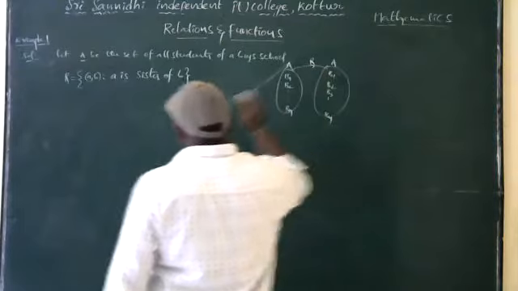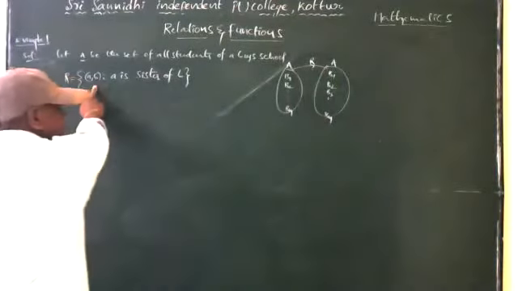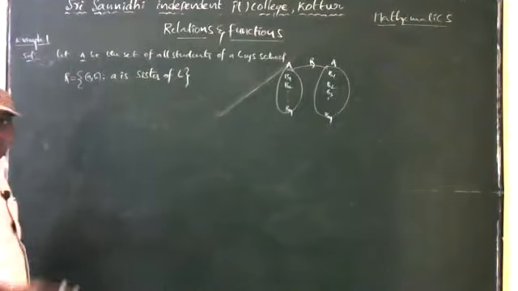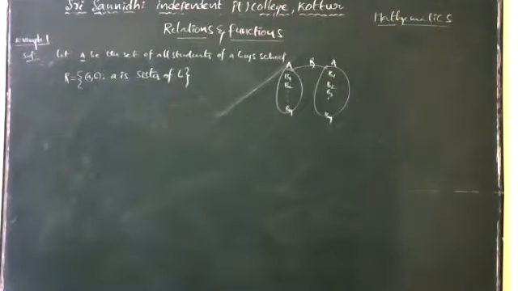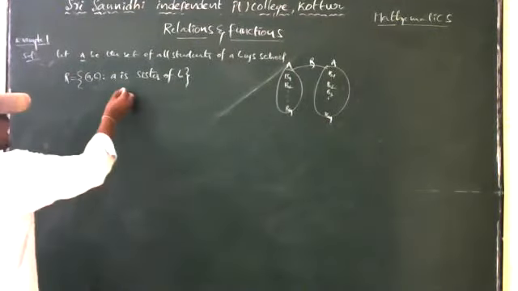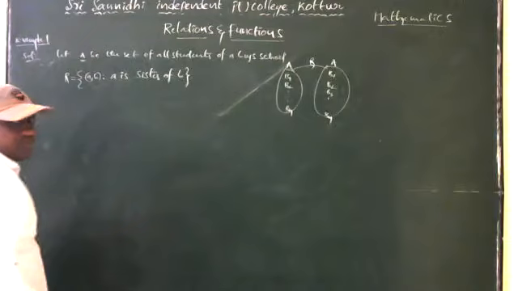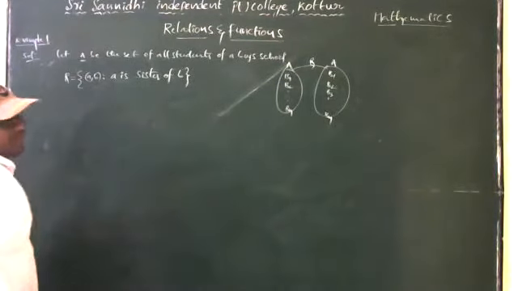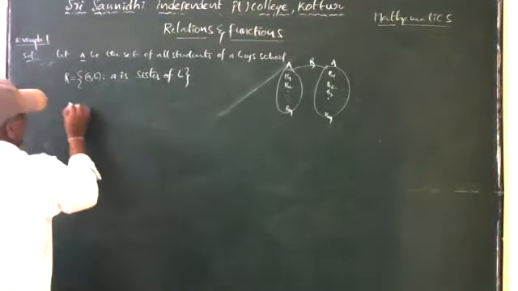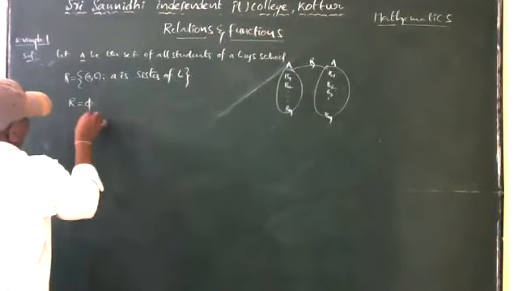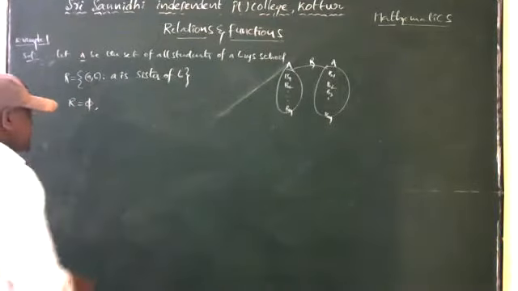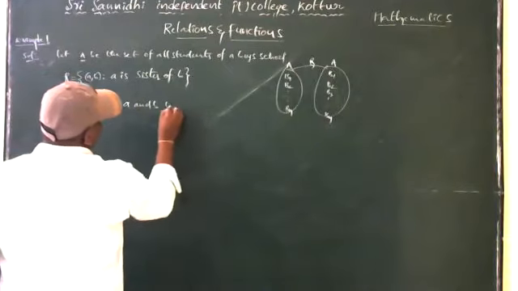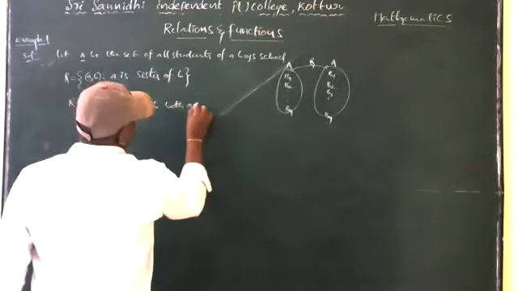Then they are asking the condition (A, B). You should take any ordered pair. A is sister of B: is there any chance? No. Here, A is sister of B is not possible because A and B, the two students, are boys only. That's why here R is equal to the null set. R is the null set because A and B both are boys.